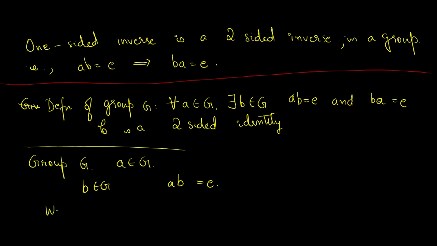Now we have to prove that this same B, if we operate from the left, still gives identity. That is, we have to prove that BA is also equal to identity. So for that, to prove BA is actually equal to identity.